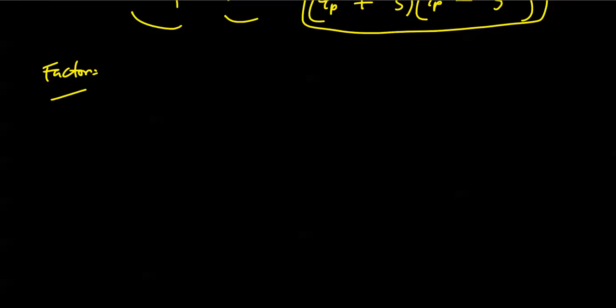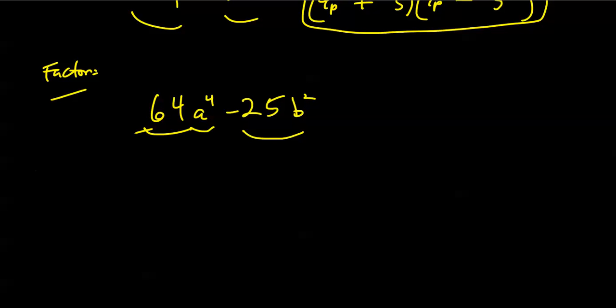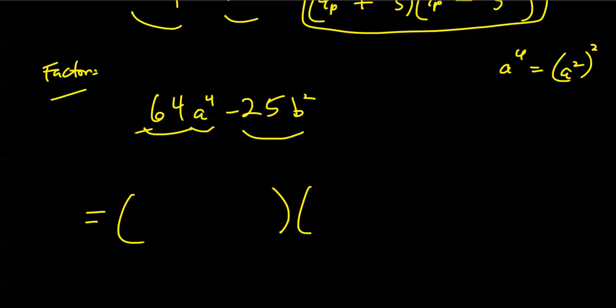Factor 64a to the fourth minus 25b squared. Well, 64 is the square of 8. 25b squared, that's the square of 5b. And a to the fourth, well, I think we can see that a to the fourth is the square of a squared, is it not? So I think I can break this down as a difference of squares pattern.